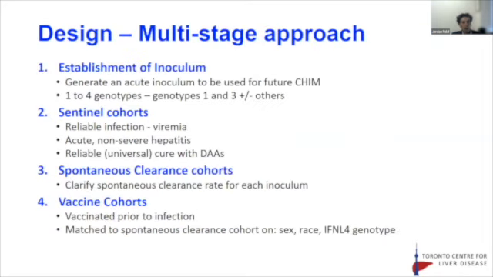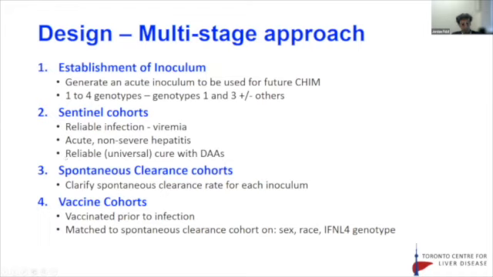Now, as Ray alluded to, the design would really be a multi-stage approach where the initial establishment of the inoculum, so we've talked about really generating an acute inoculum to be used for future CHIM, and how many genotypes is debatable, but probably at minimum genotypes 1 and 3, and then maybe others. We would have these initial Sentinel cohorts that really confirm reliable infection, that you get an acute non-severe hepatitis, and you get reliable and truly universal cure with the DAAs.